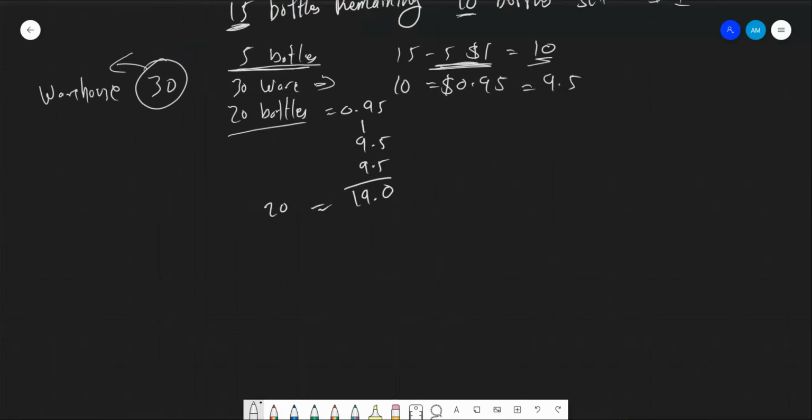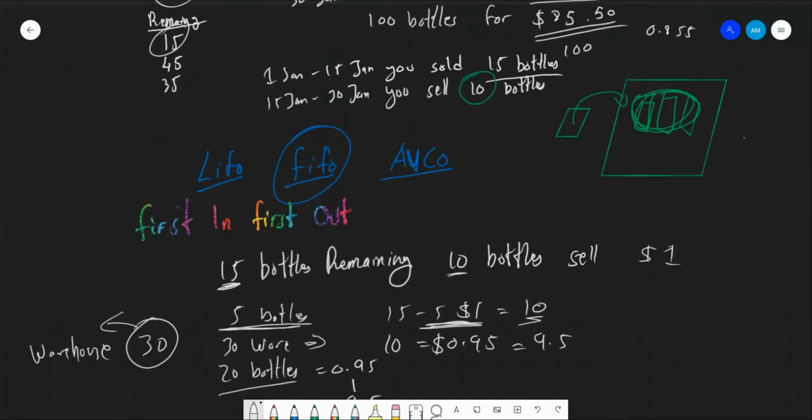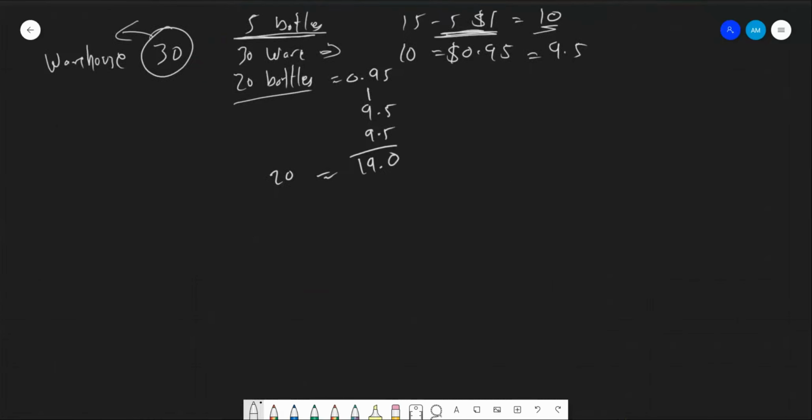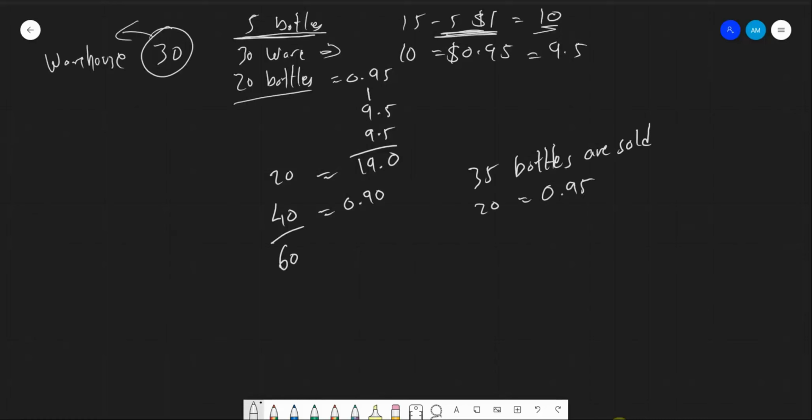Let's say we continue, and as we know, we had another shipment of 40 bottles which were valued at 0.90, and those come in. So now in total we have 60 bottles, right? And then let's say we sell another 35 bottles. We had the original 20, and those 20 will be valued at 0.95 because that's what their value was, and the remaining 15 out of the 35 are going to be valued at 0.90.